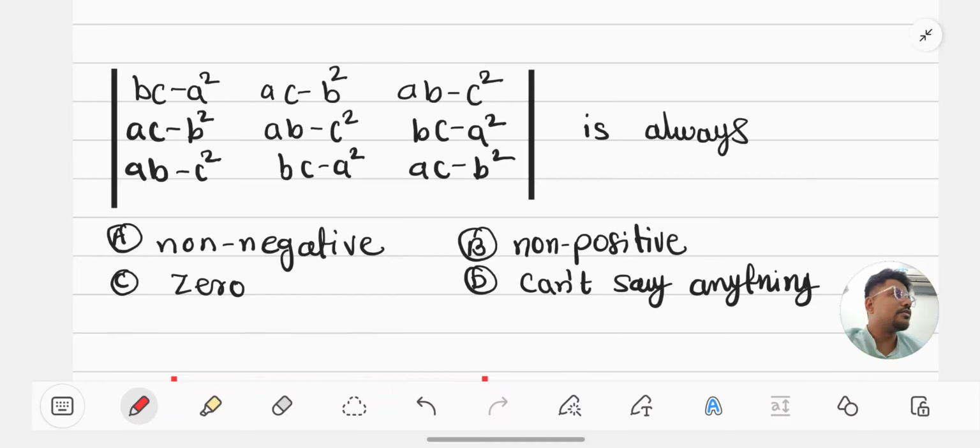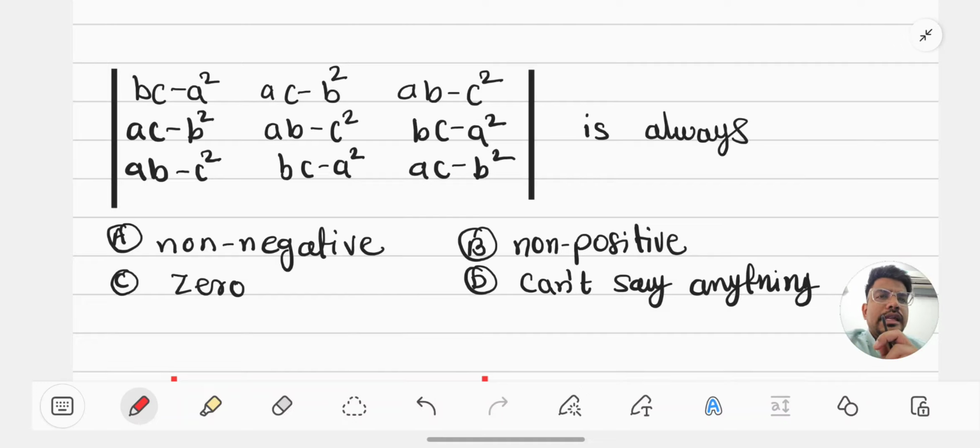So today we are going to solve a very important determinant related question. The question goes like this. There is a 3 cross 3 determinant in which the elements are BC minus A square, AC minus B square, AB minus C square and so on. The elements are pretty complicated and we have to solve it and tell whether the value of this particular determinant is always non-negative, non-positive, 0 or we can't say anything about it. So let us try and understand how we can solve such a question.